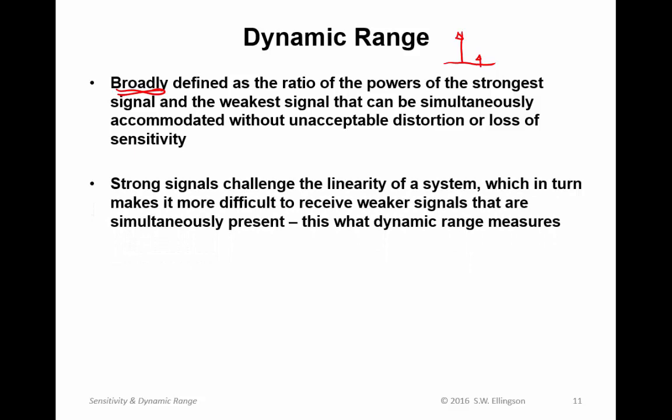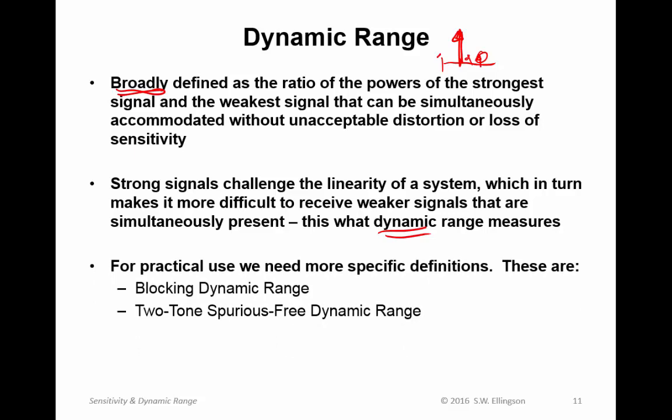Now, strong signals challenge the linearity of a system, which in turn makes it more difficult to receive weaker signals that are simultaneously present. In other words, if we have a sufficiently strong signal, it creates things like intermodulation products and gain compression, which degrade our ability to receive weaker signals that we could have easily received in the absence of that stronger signal. So this is what dynamic range measures: the ability to do both, accommodate strong signals while still being sensitive to weak signals. We would like some number or some definition that tells us our ability to do that.